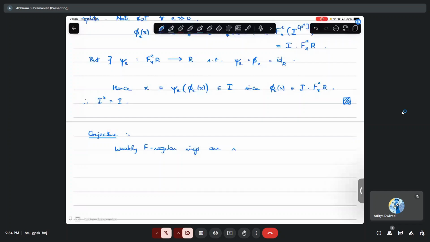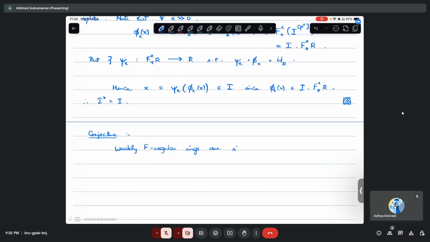F regularity implies weak F regularity is obvious from the definition. So F regularity is a strengthening of weak F regularity. So this part is clear. Actually, this whole part is clear. Now I have to show that weakly F regular rings are F rational, which I don't think I'll have time to do today. We will see this part sometime in the next session.